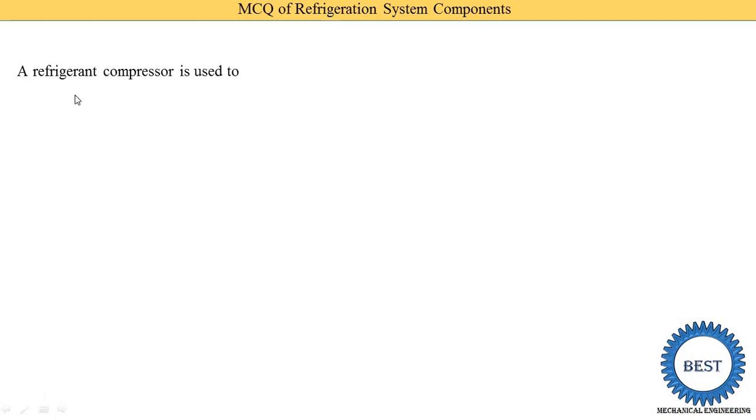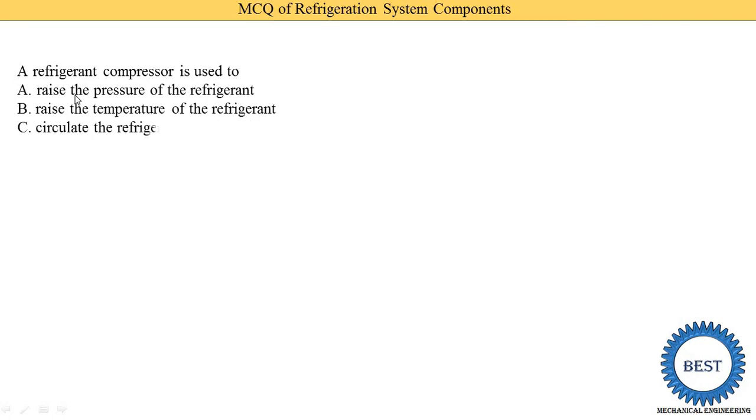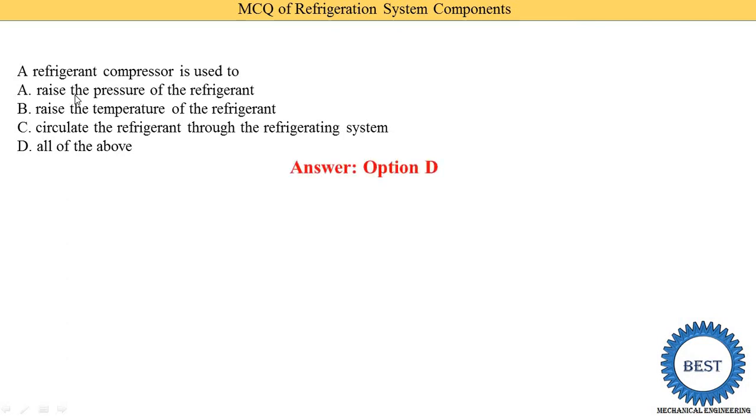A refrigerant compressor is used to raise the pressure of refrigerant, raise the temperature of the refrigerant, circulate the refrigerant through the refrigerating system. When you read this option, you directly tick option A, raise the pressure of the refrigerant, but another option is also correct. So you need to read all the MCQ options. So option D, all of the above. So answer is option D, all of the above, because the compressor increases the pressure, increases the temperature, and circulates the refrigerant in the refrigeration system.